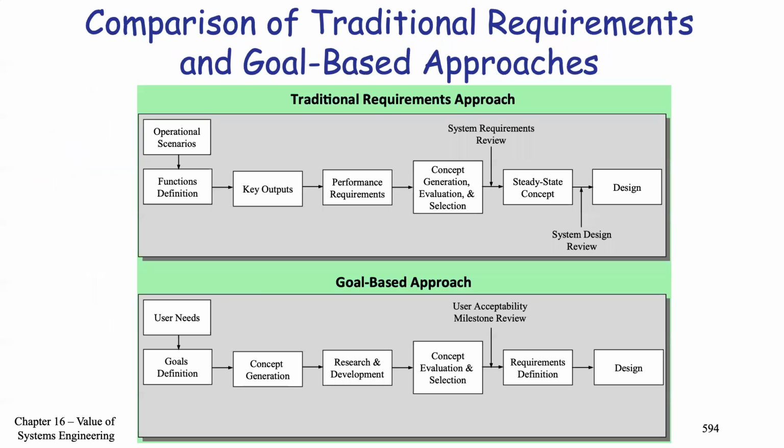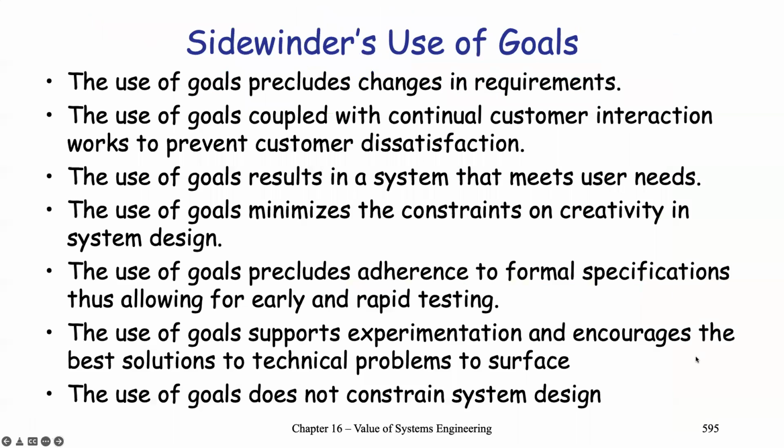Here's a comparison of the traditional requirements and goal-based approach. So we have a traditional where you go from the scenarios, functions, outputs, performance, concept generation, steady state concept, and the design. And so with a goal base, you want to be focusing on, well, what does the user need to have: goal definitions, work on concept generation, research and development. Then you have the concept and evaluation, and have the user acceptability milestone review here. And so more of a focus on the user from that point of view.